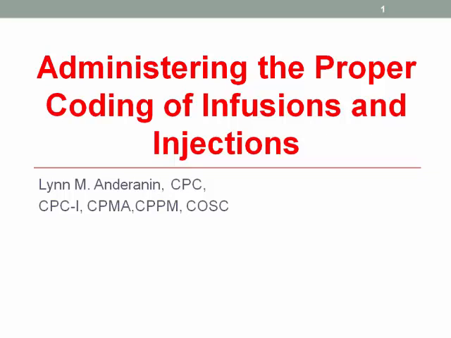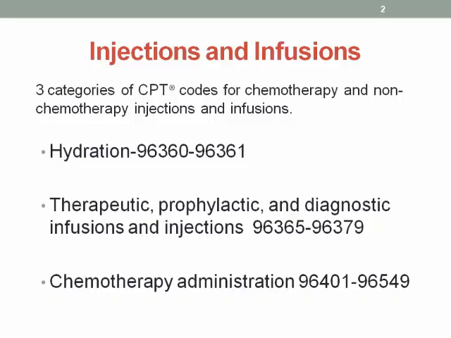So there are three basic categories to the CPT codes when we're talking about chemotherapy as well as non-chemotherapy injections and infusions. Now, we're not talking today about joint injections. We're talking specifically about therapeutic, prophylactic, and diagnostic injections and infusions, and we're talking about pain management. So the three categories here are listed on slide number 2.